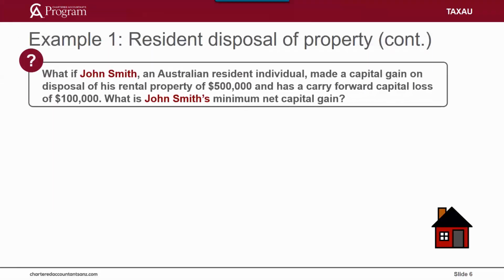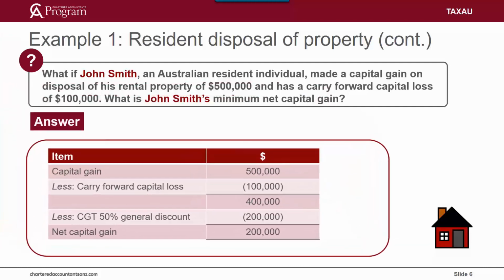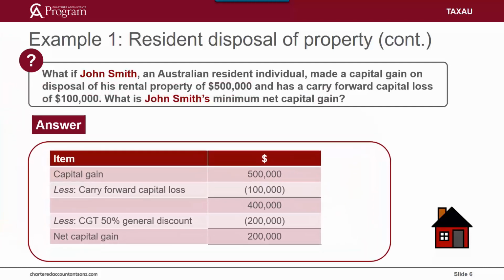What if there was an additional fact in this question that John, an Australian resident individual who made a capital gain on disposal of his rental property of $500,000, also had a carry forward capital loss of $100,000? What is John's minimum net capital gain? The correct answer is that John's net capital gain would be $200,000. The capital gain of $500,000 must be reduced by the capital loss of $100,000 before the CGT 50% general discount is applied. So even though John's capital loss was $100,000, the overall reduction in his net capital gain from the original facts of the example was only $50,000.